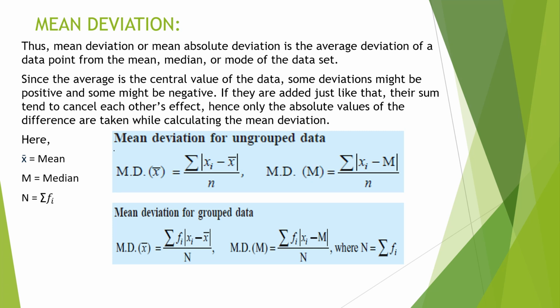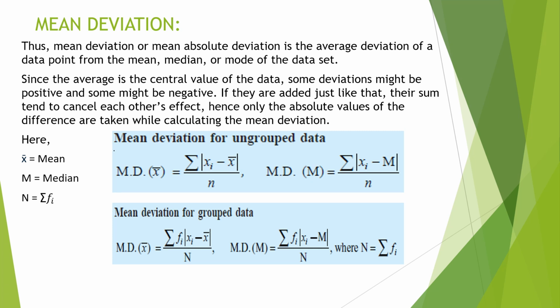Now since the average is the central value of the data, some deviations might be positive, some might be negative. That means, if we take the average as mean, for example, suppose the mean of 10 observations is 5. So some observations can be more than 5, some can be less than 5. So when you take the deviations, or the difference of the value from the mean value, that difference can be either positive or negative.